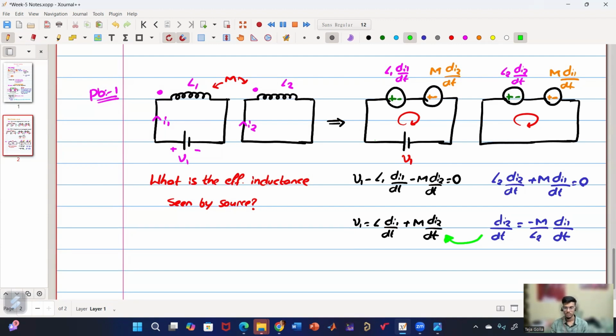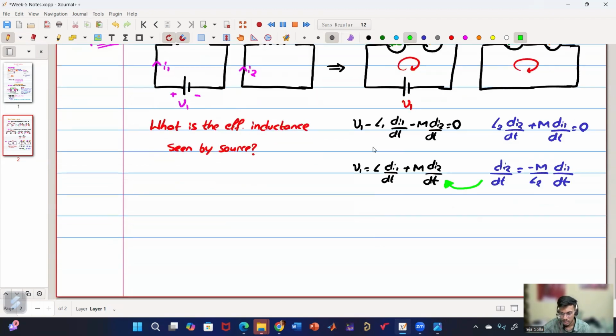So now if you substitute that, can you tell me what will be the final expression that we'll be getting? I will write the expression something like this: V1 equal to L effective into di1 by dt, because that is the effective inductance seen by the source. Now, after substituting it, can you tell me what is the L effective value that we'll be getting?